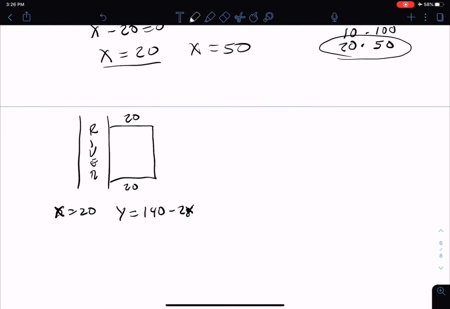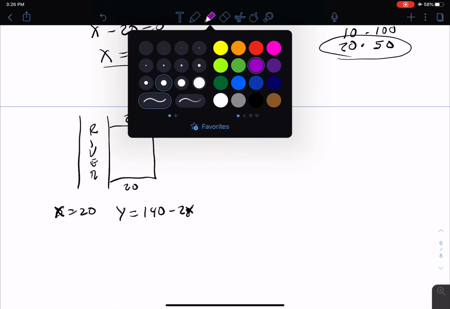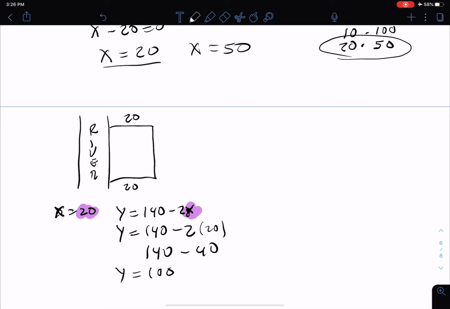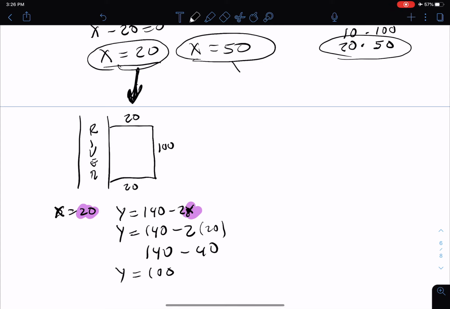Well, we know what x is. We know x is 20. So x replaces that 2, and now we have our y. So y equals 140 minus 2 times 20. So 140 minus 40. So y must equal 100. And there was another answer, this one. So this one produced that drawing. And this one's going to produce this drawing.